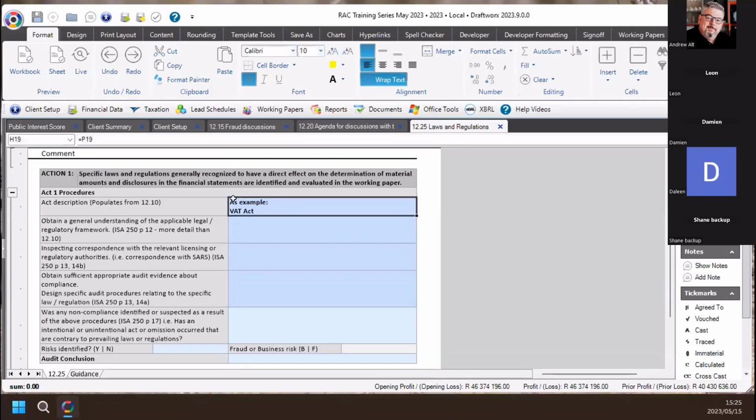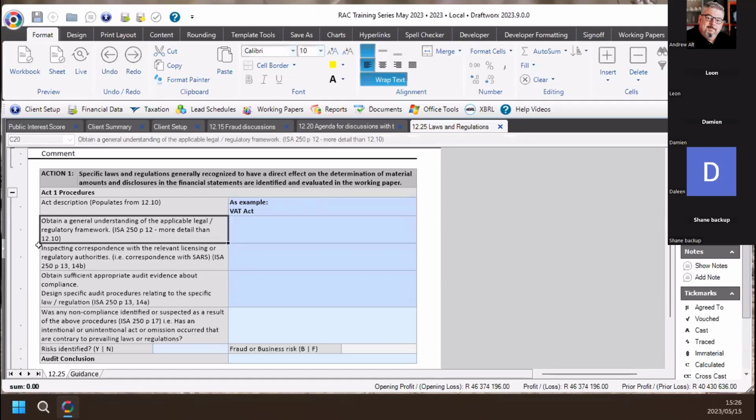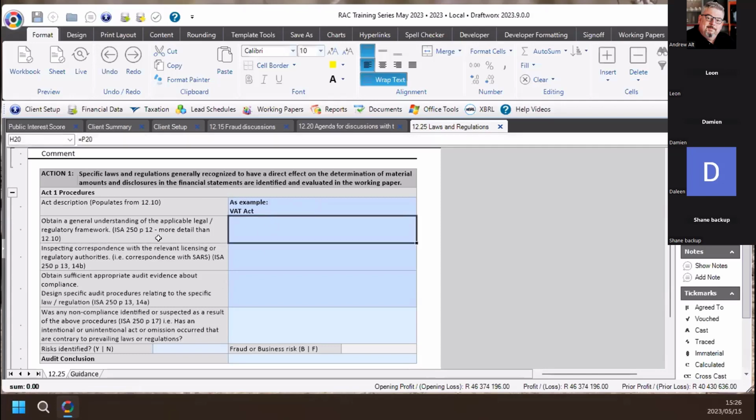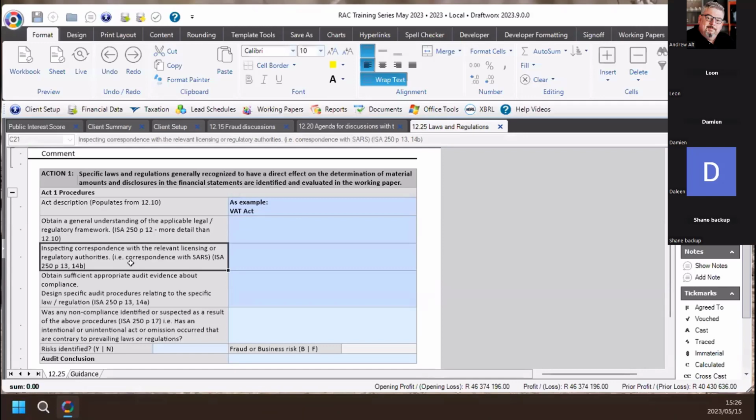Look at the questions that are being asked. Firstly, what is the act? Okay, that's the biggest judgment call in terms of what am I going to document. Then it says obtain a general understanding of the applicable legal or regulatory framework. Now, you might decide as a firm that you're actually going to create yourselves a little template document in which for every engagement you perform, you want this general understanding to be documented. And then for every engagement, when the VAT Act comes up, you can go and have, this is my general understanding of it.